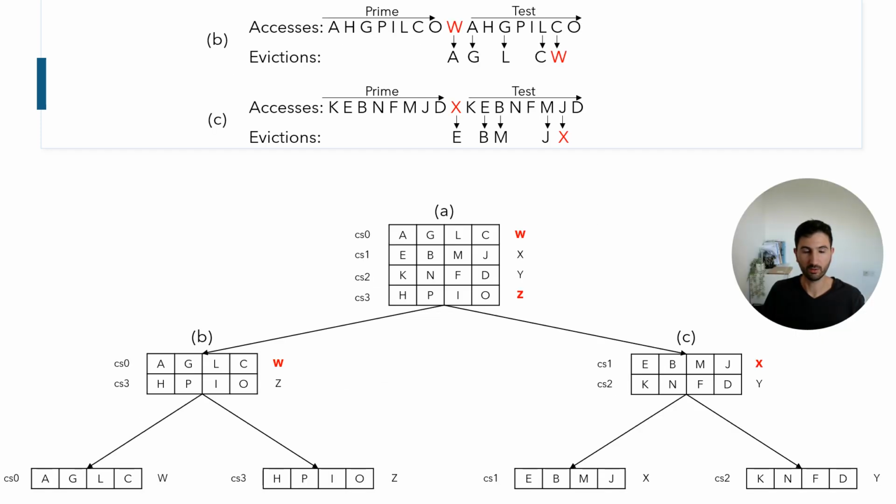Next, we continue to divide each node, the left node and the right node, until we reach a leaf. A leaf in the tree is an eviction set. In that example, we have 4 eviction sets.